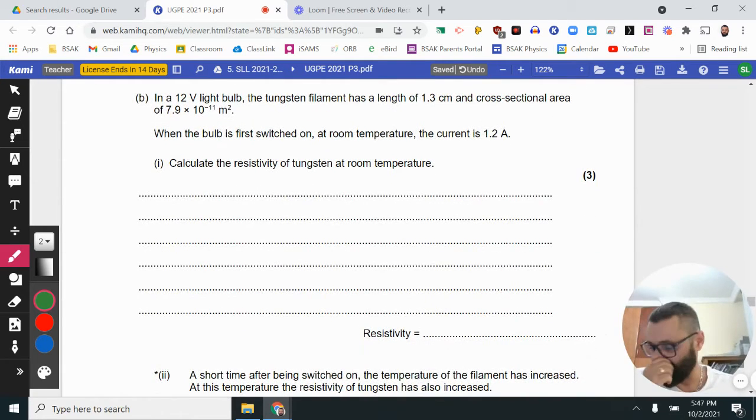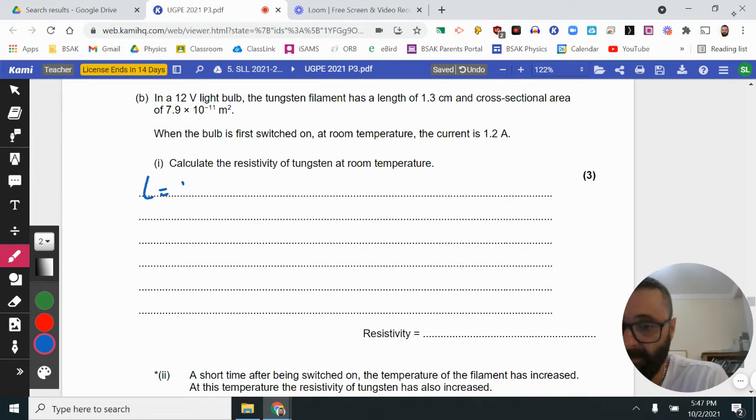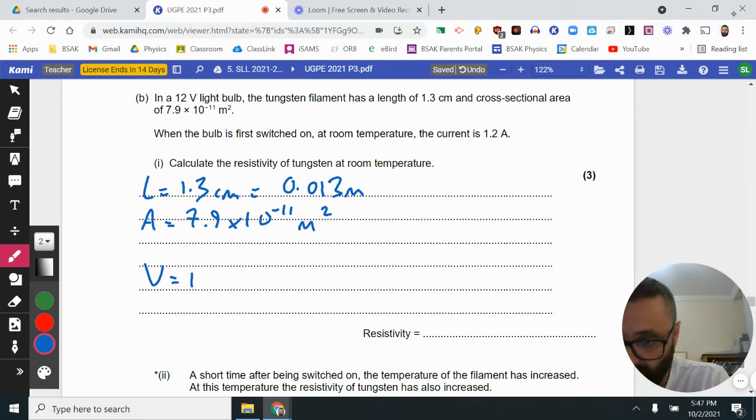Now, calculation. Okay, what have we got? Let's write down some values. We've got length, 1.3 centimeters. Immediately get that into meters. We've got cross-sectional area. It's actually calculated for us, so that's quite nice. We're also given, just as it's switched on, a voltage of 12 volts gives a current of 1.2 amps.